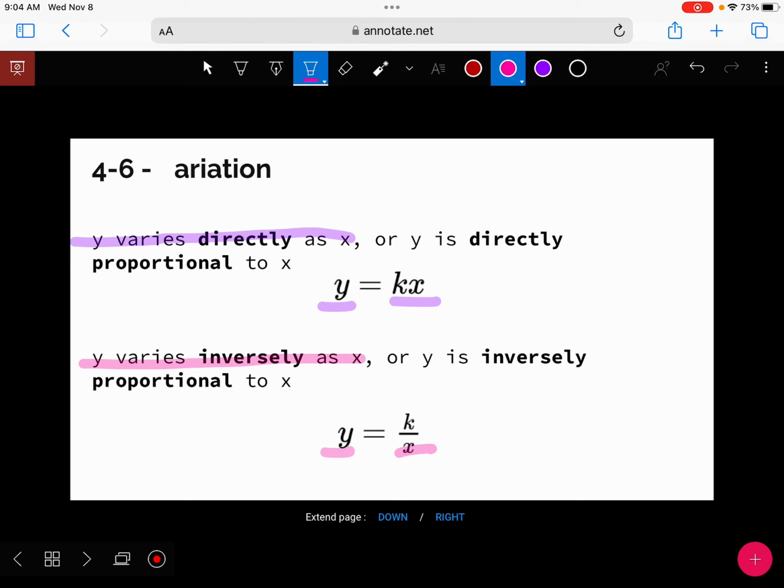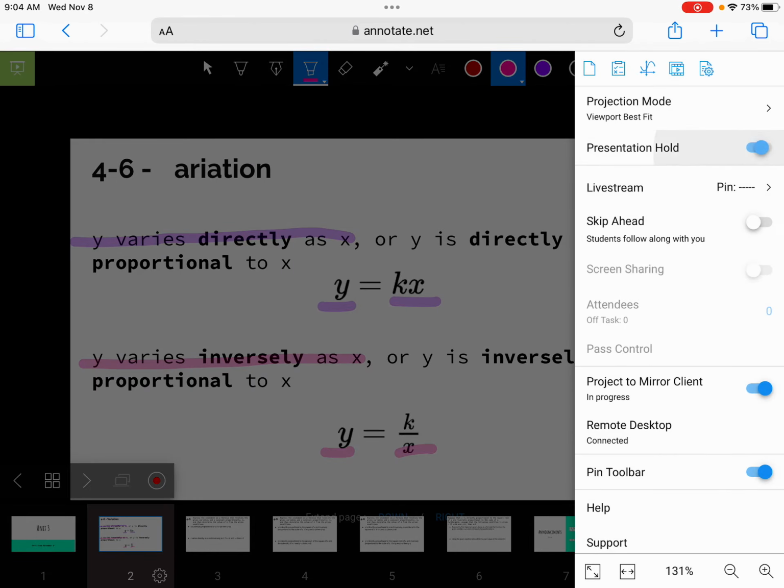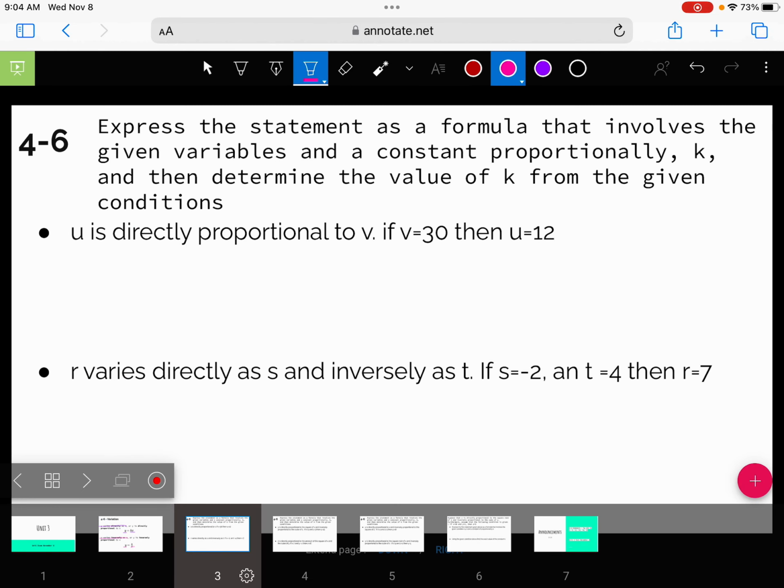Okay, and what we're going to do is we're going to be building these equations and finding k. And it's going to start out fairly simple, but will get more complicated as we go. You guys ready?